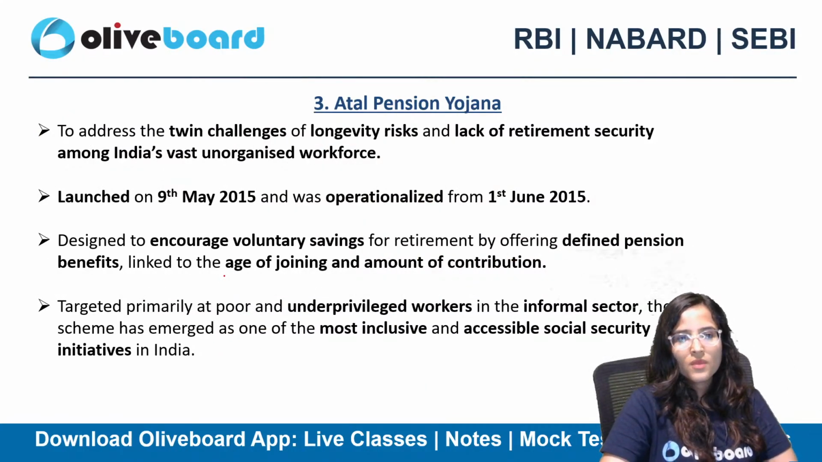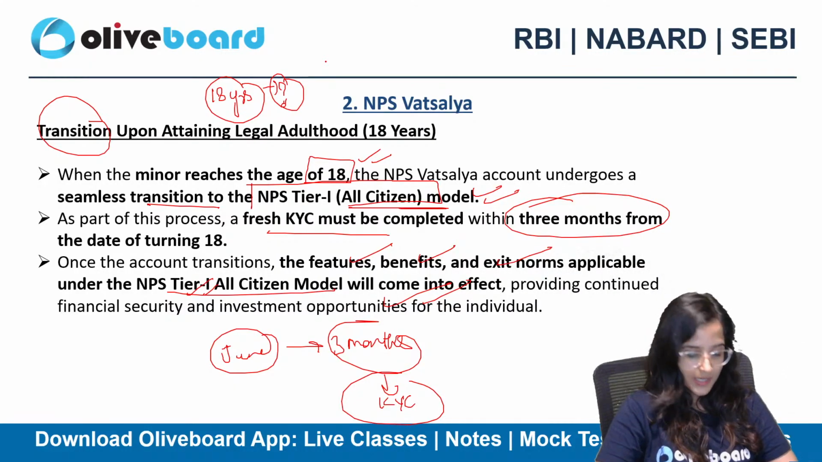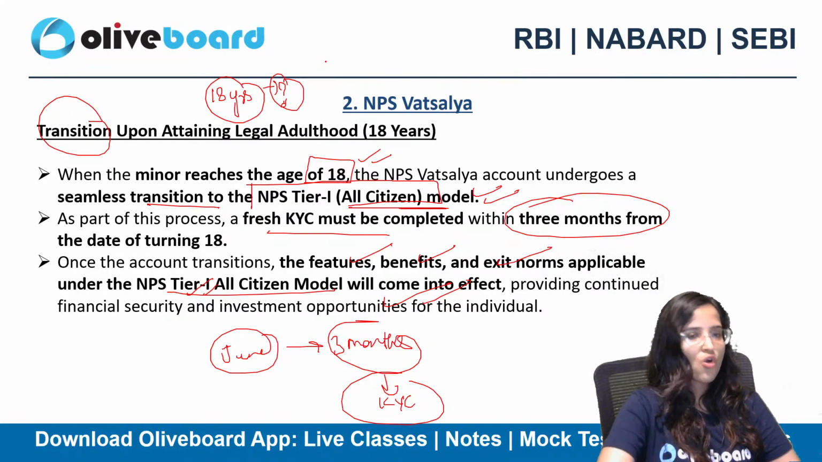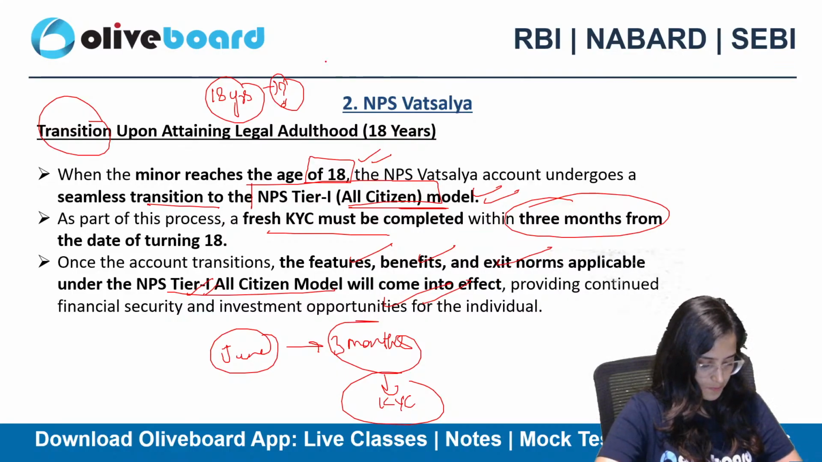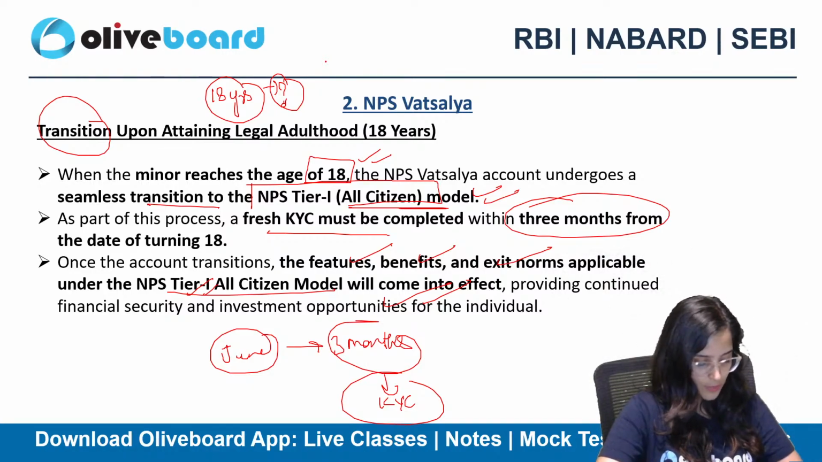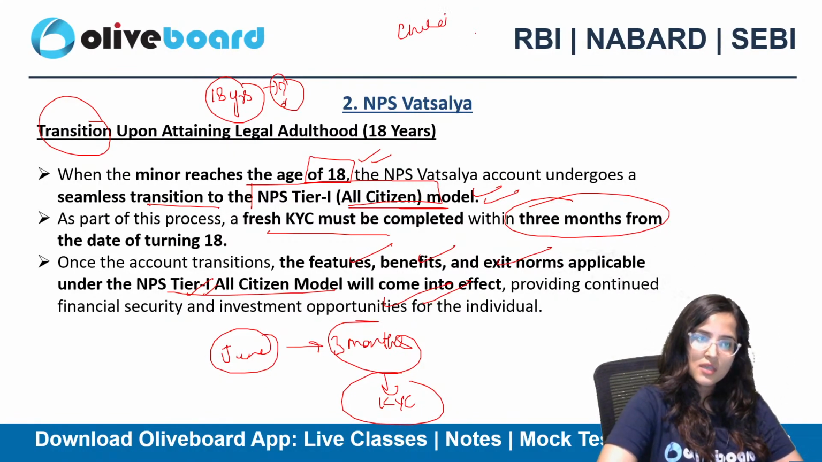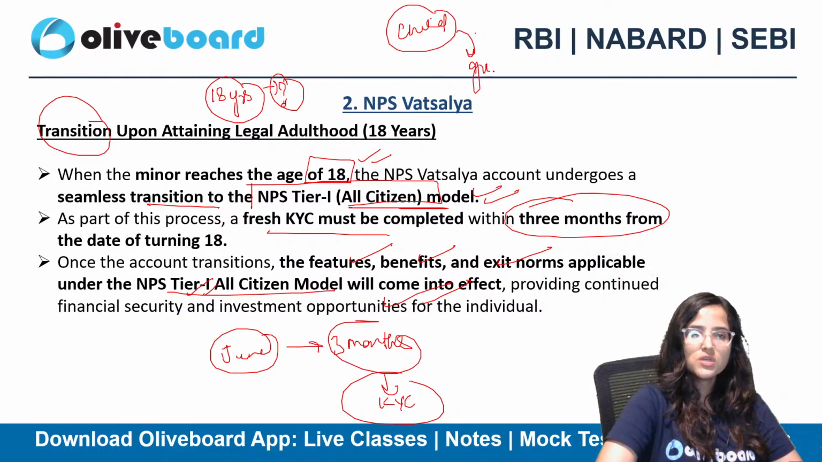Fine. So this was your NPS Vatsalya, and I hope this was clear to all of you. If there is any doubt, you can ask me in the comment section. This was all related to NPS Vatsalya. Okay. So Shinchan has added that it's eligible for tax deduction under Section 80CCD(1B) up to 1.5 lakh. Very good. And in the event of death of the account holder, the entire corpus is returned to the legal guardian. So if the child dies, then the entire corpus is returned to the guardian.